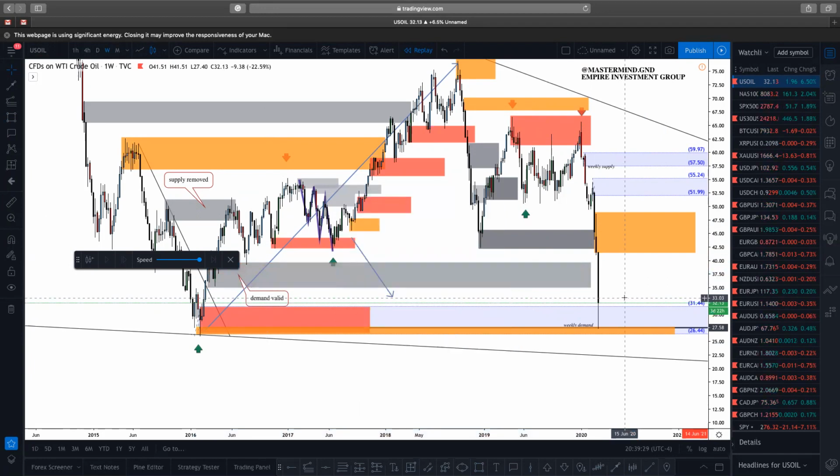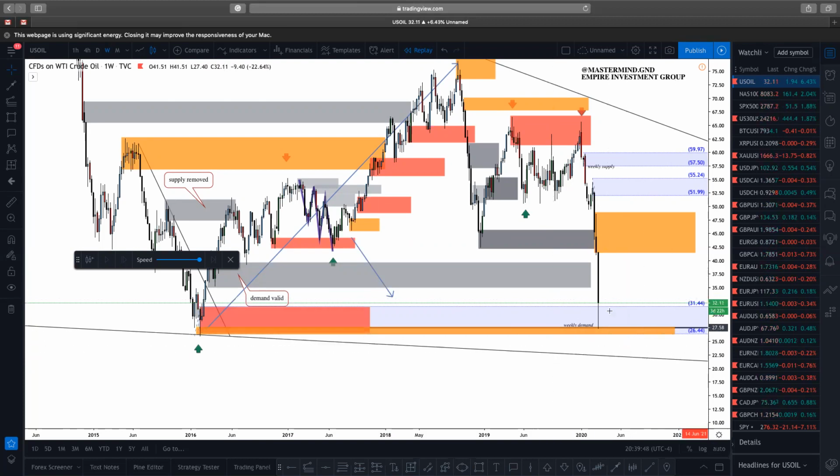But right now, you have to be cautious because demand is in control. You want to go with what's in control. If demand is in control, then you're expecting supply to be removed. If supply is in control, then you're expecting demand to be removed, right? So what would happen for this pair?